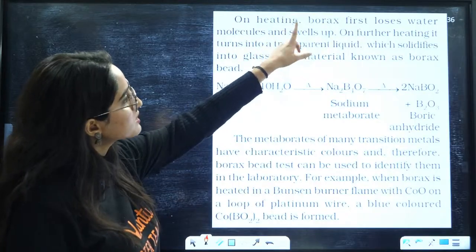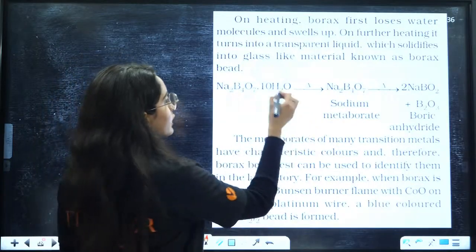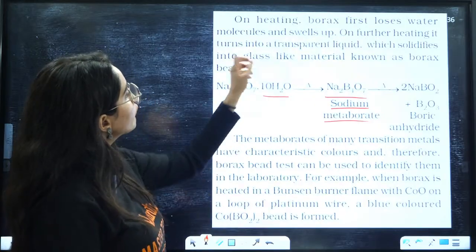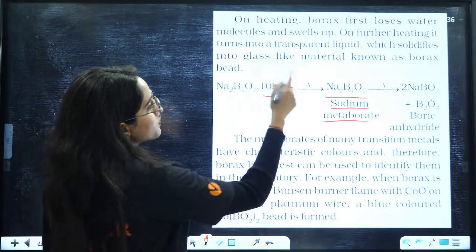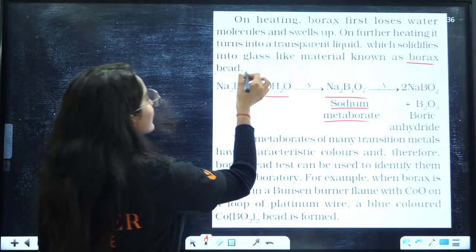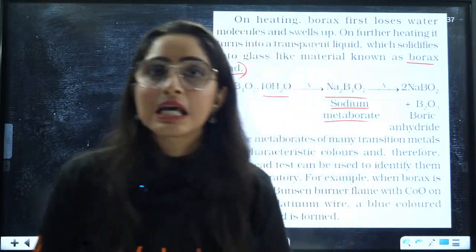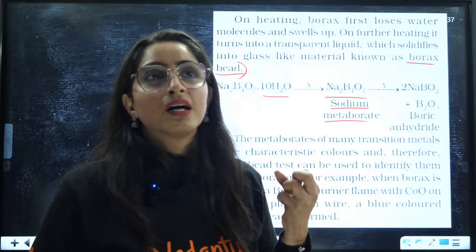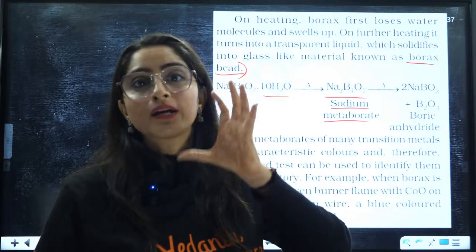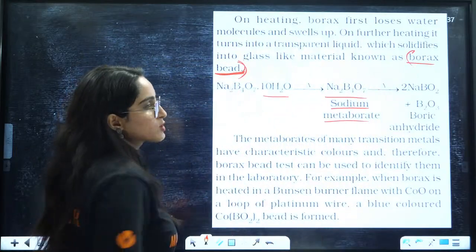On heating, borax firstly loses its water of crystallization and swells up, giving sodium metaborate. On further heating, it is converted to a transparent liquid which solidifies into a glass-like mass known as borax bead. The borax bead test is done in laboratories for identification of elements in inorganic chemistry, especially in salt analysis.